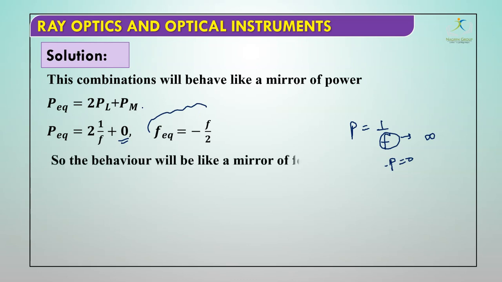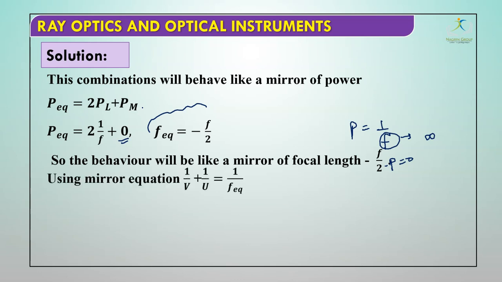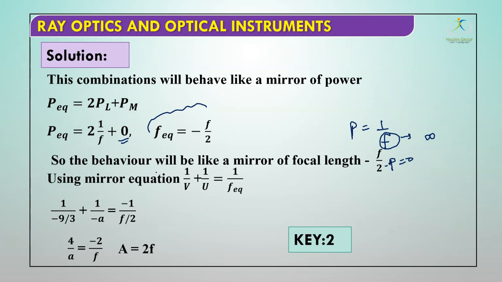According to that, we can say that the behavior will be like a mirror of focal length f by 2. Using the mirror equation, 1 by v plus 1 by u is equal to 1 by f. So for that scenario, 1 by v plus 1 by u is equal to 1 by f equivalent. We just put all these values, like v comes negative a by 3, so minus 3 by a plus 1 by minus a is equal to minus 1 by f by 2. After a little bit of solution, we get the value of a, which is 2f. From the options, we can say the second answer is the right answer.